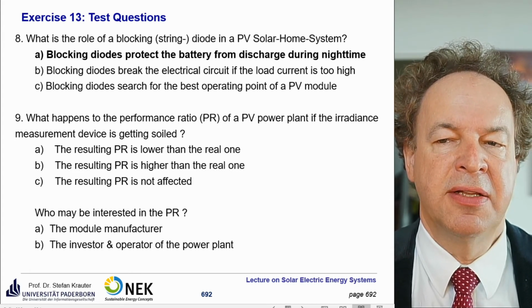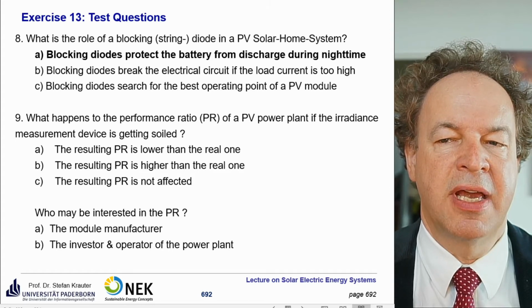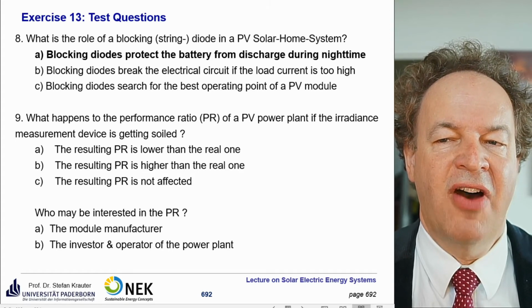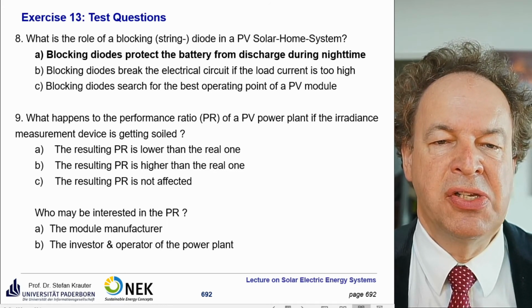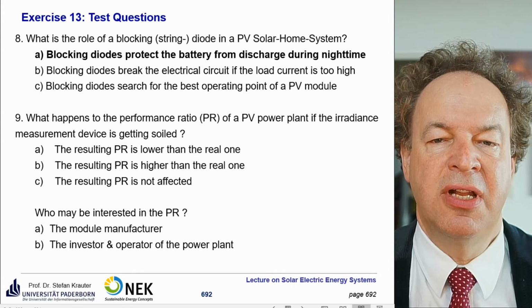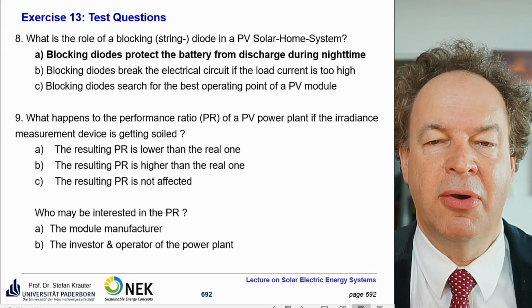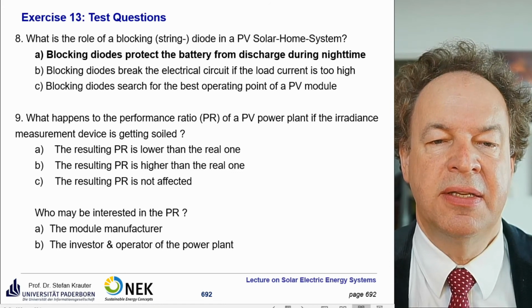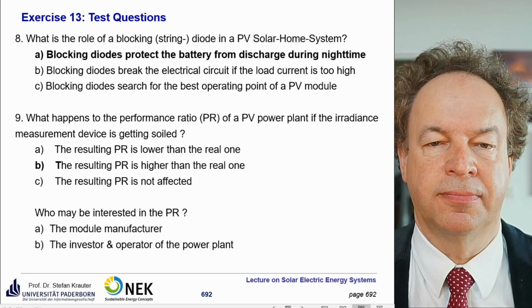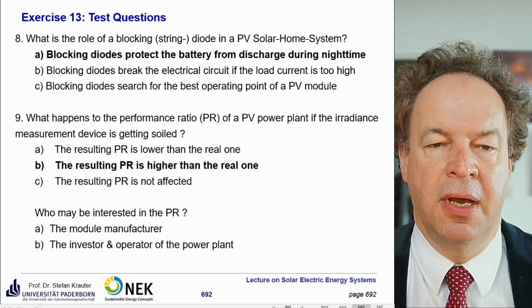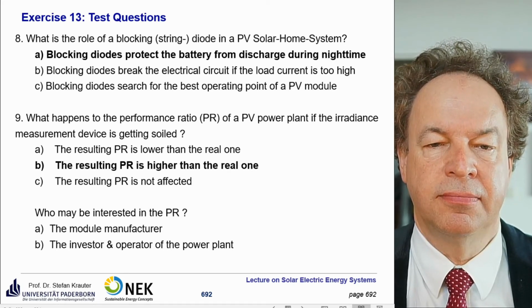And if the irradiance is lower than it actually is, and the output stays the same, you apparently have a higher PR. And so the options here: the resulting PR is lower than the real one, is wrong. The resulting PR is higher than the real one is true. And the resulting PR is not affected, that's not true. So the answer is B.